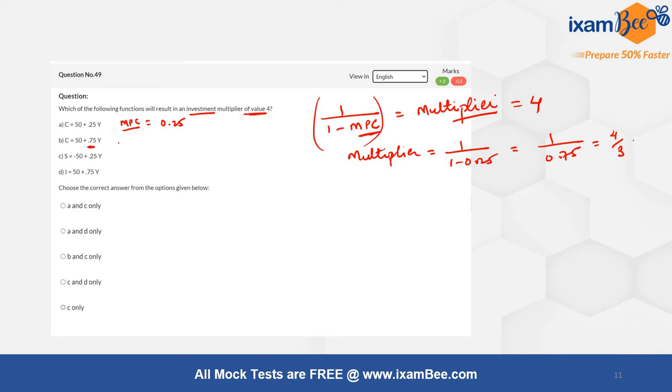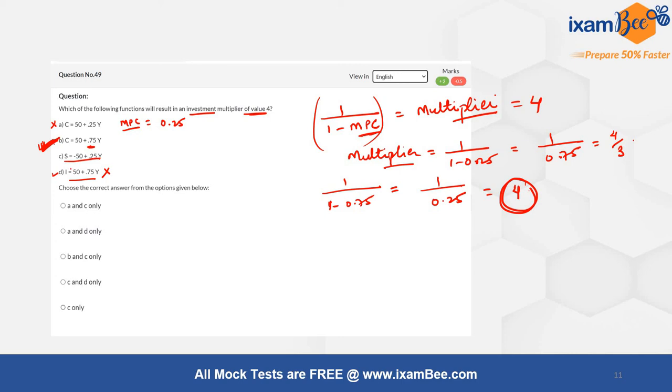Now when MPC is 0.75, the multiplier is 1 upon 1 minus 0.75, which is equal to 1 upon 0.25, which is equal to 4. Okay, so we know that 0.75 is giving us the multiplier value of 4. This B option is correct, right? But here in C and D options we are given the saving function and the investment function. So investment functions will not be able to tell you the investment multiplier value, right? So the D option is anyway incorrect, and A option is already incorrect. We already saw this. Now about the C option.